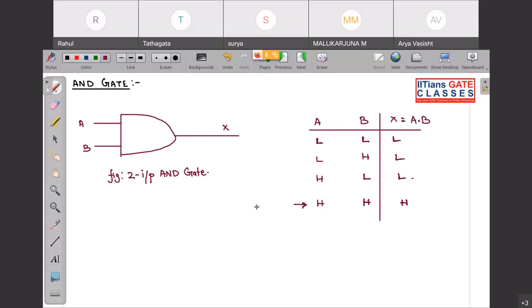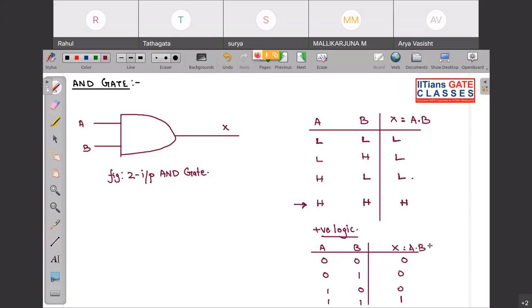Now you can model it, or you can simply redraw this truth table in positive logic. In positive logic, as I told you, high is considered as 1 and low is considered as 0. So this will be 0, 0, 0, 1. This is the basic truth table of your AND gate.